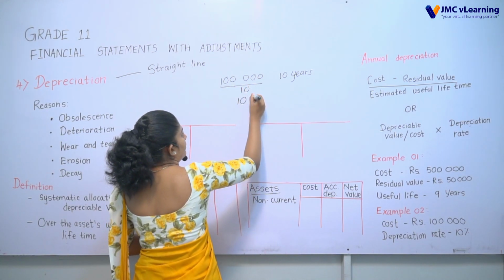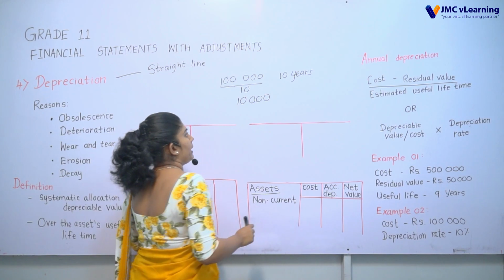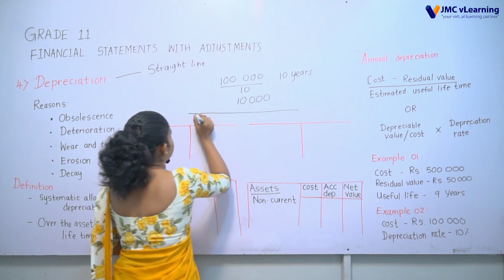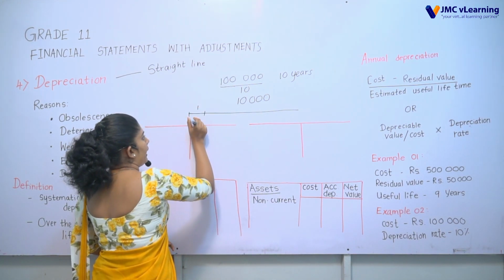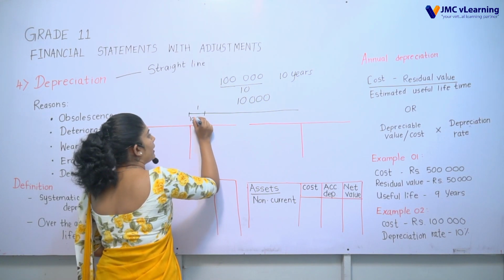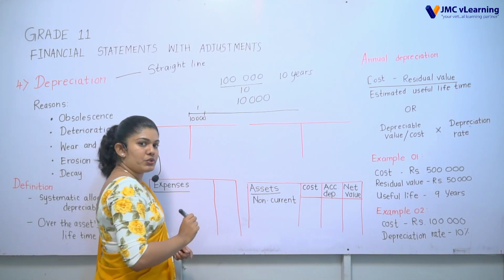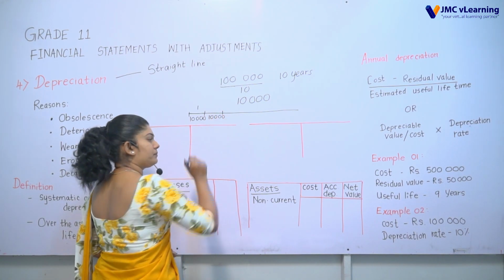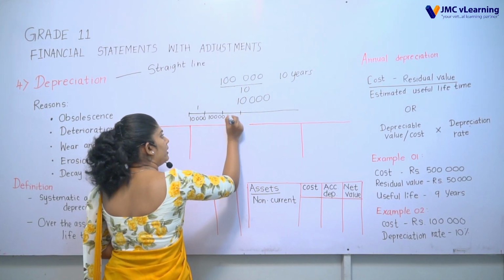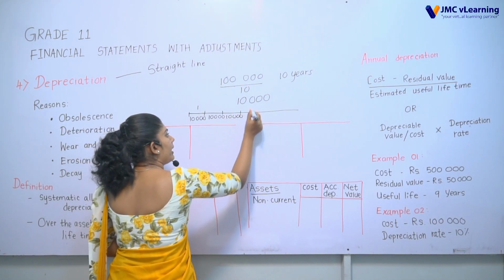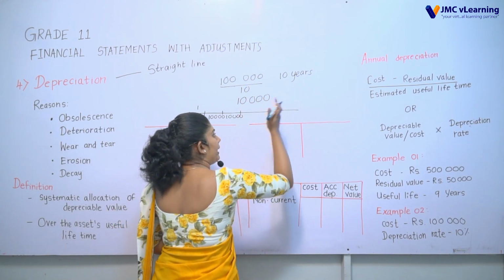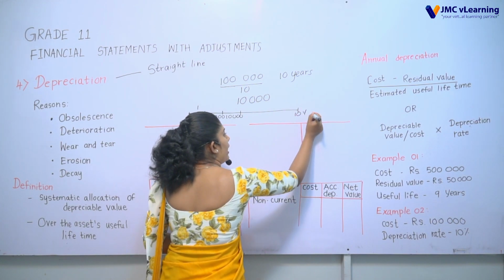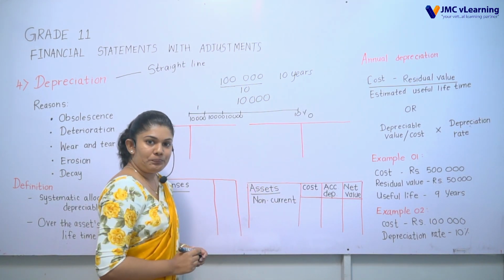Therefore, 10,000 will be depreciated annually. In the first year, its value is reduced by 10,000. In the second year, another 10,000. In the third year, another 10,000. Like this, 10,000 per year. At the end of 10 years, the value will be 0.